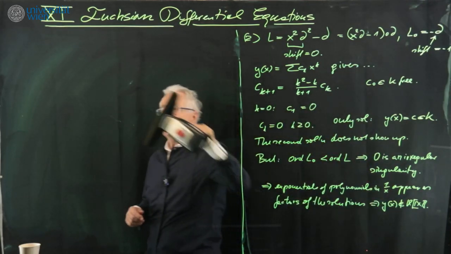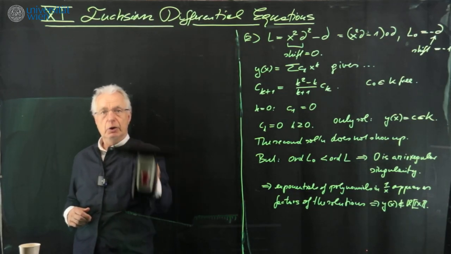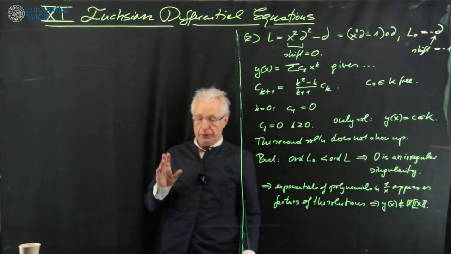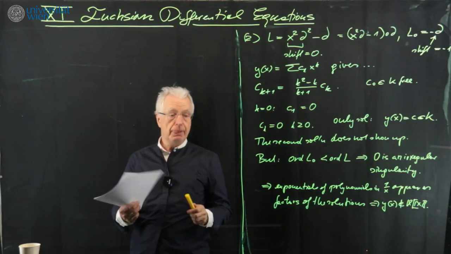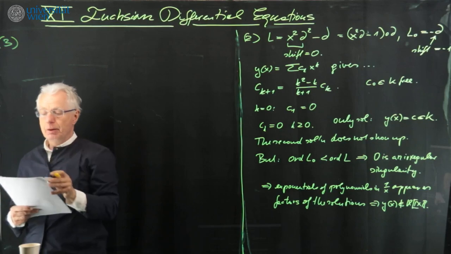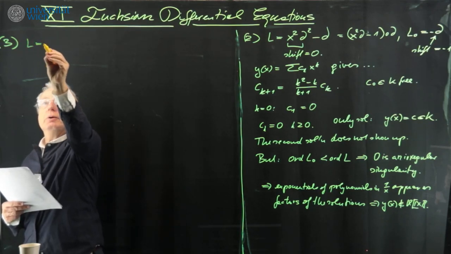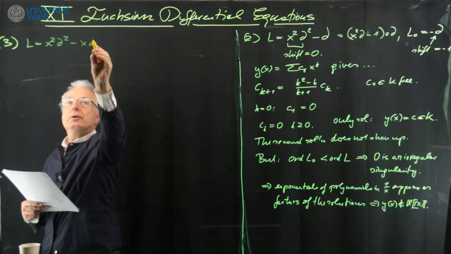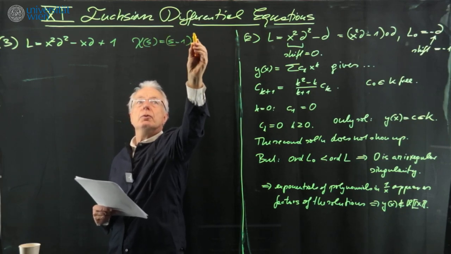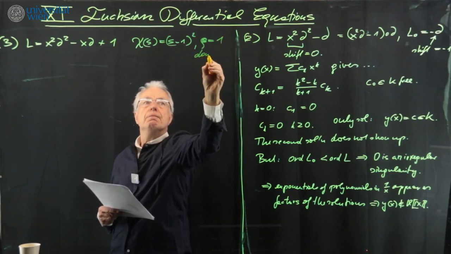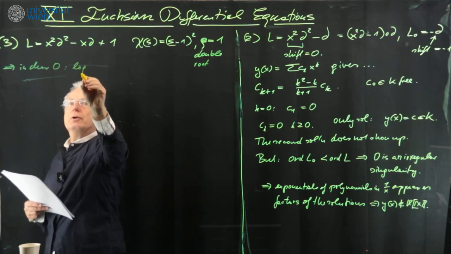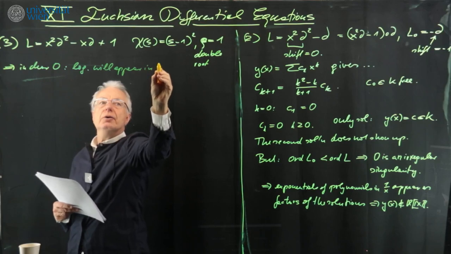Now I will take an Euler operator, but I will take an Euler operator with a local exponent of multiplicity 2. So we know already that in characteristic 0, logarithms will appear. So this would be 3. Now it's a little bit more complicated. L equals x squared del squared minus x del plus 1. So chi of s will be s minus 1 squared. S rho equals 1 is a double root. So in characteristic 0, a logarithm will appear in the second solution.